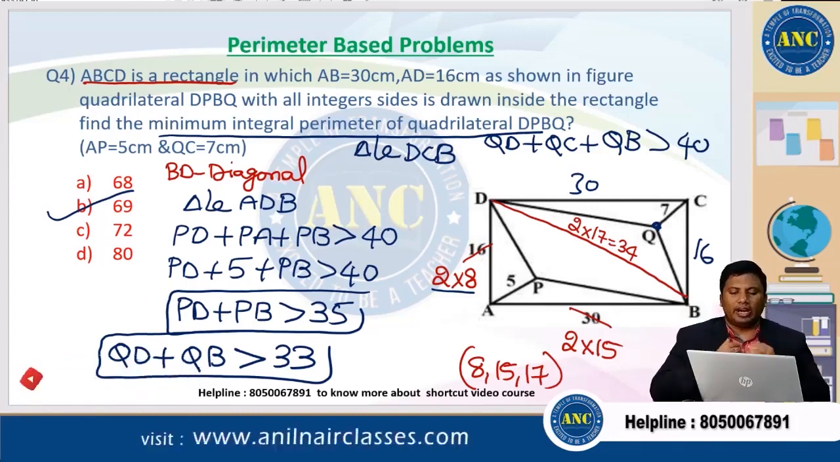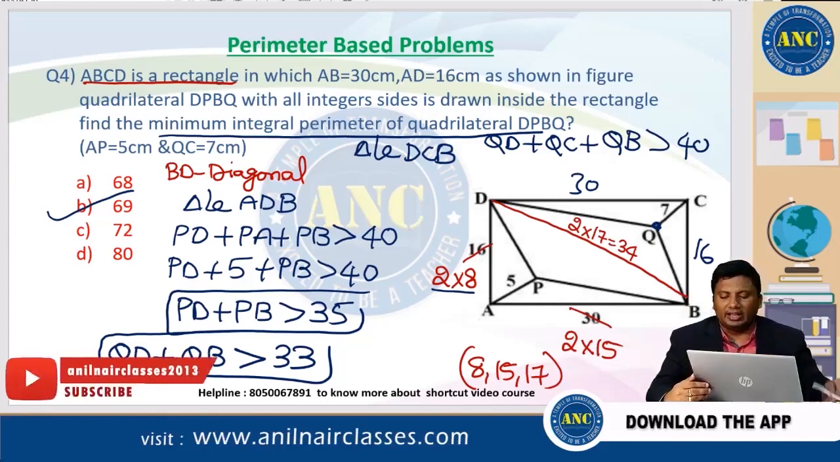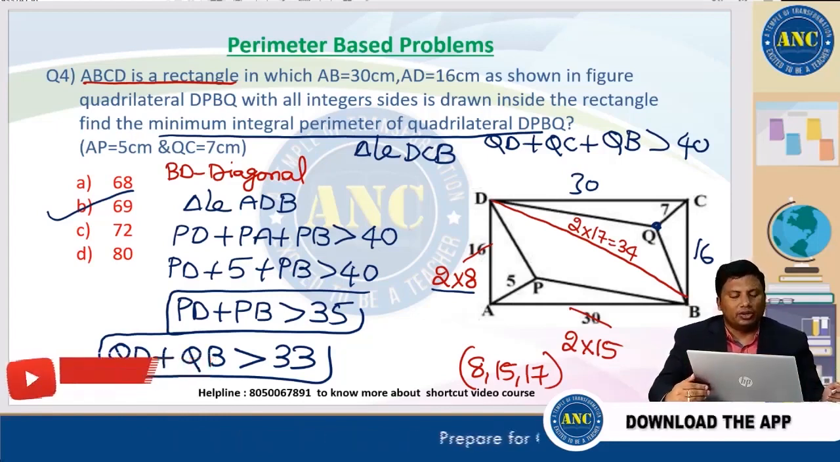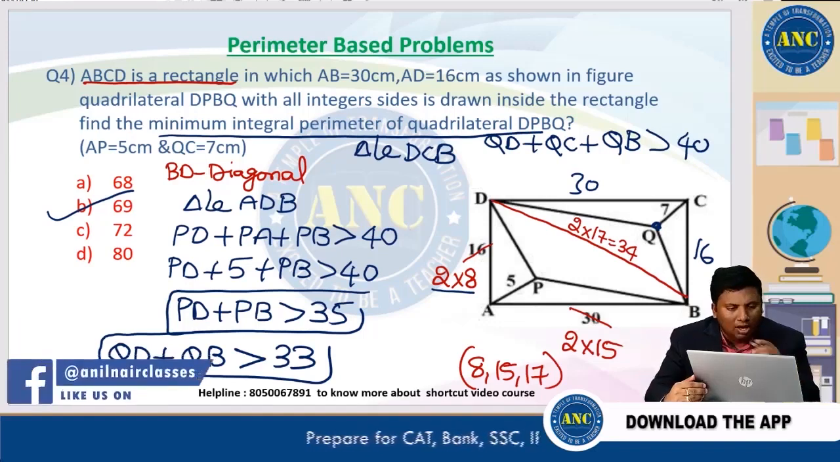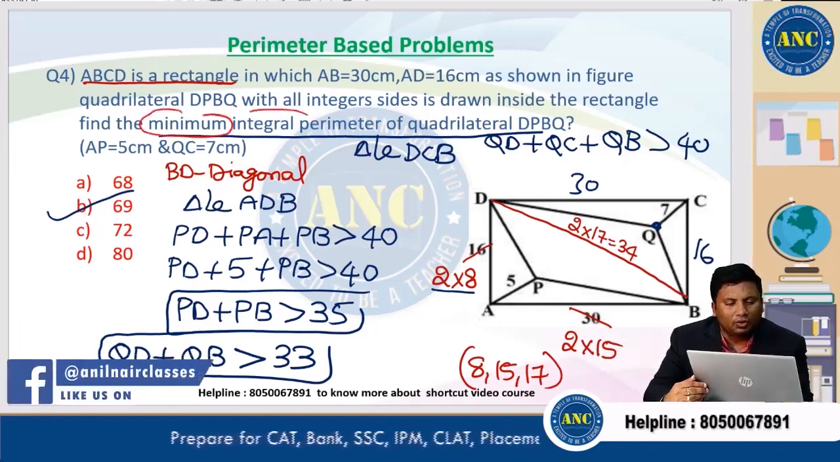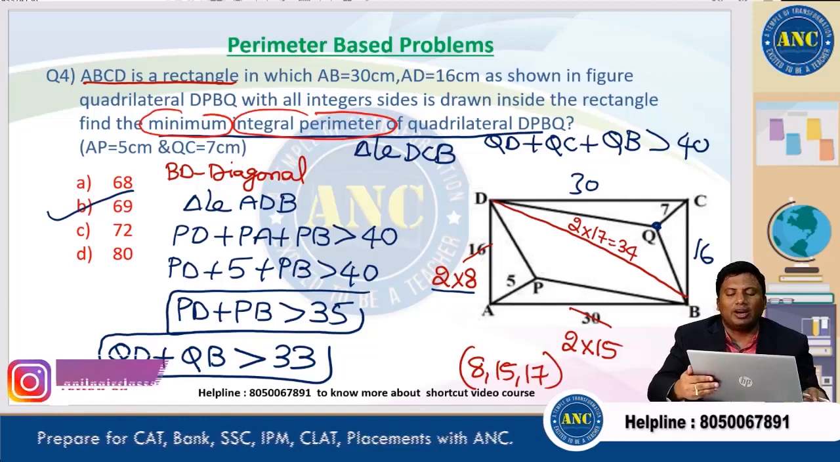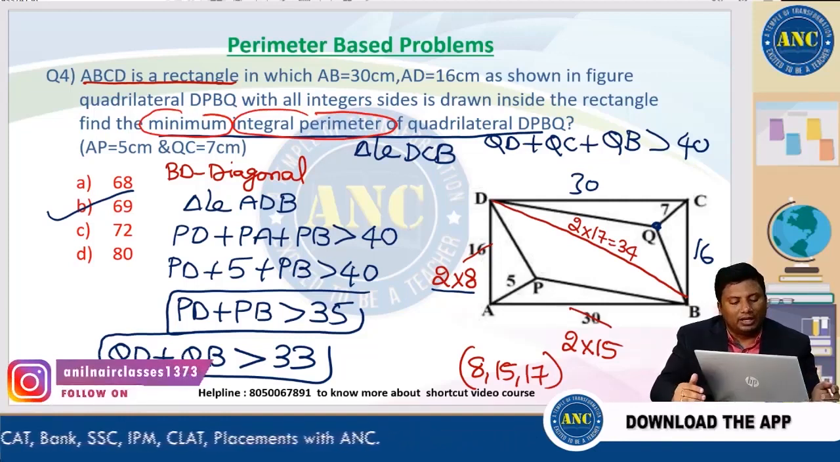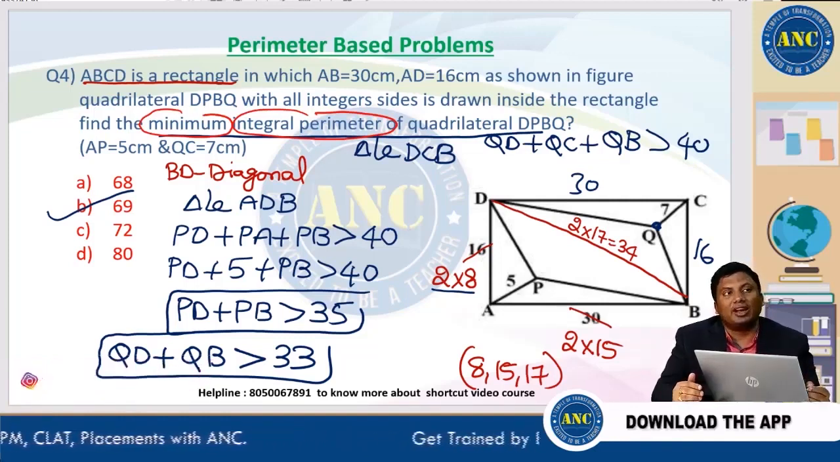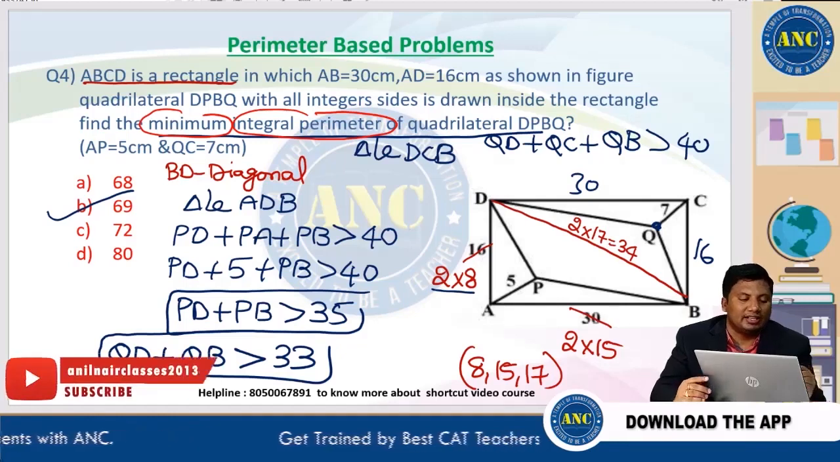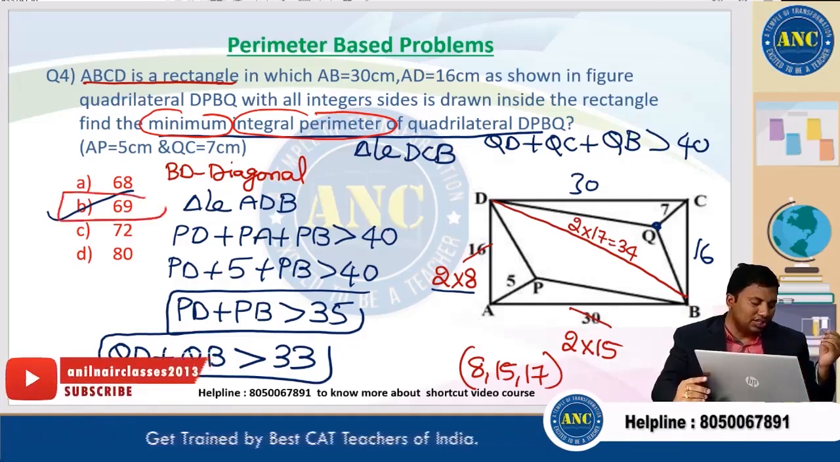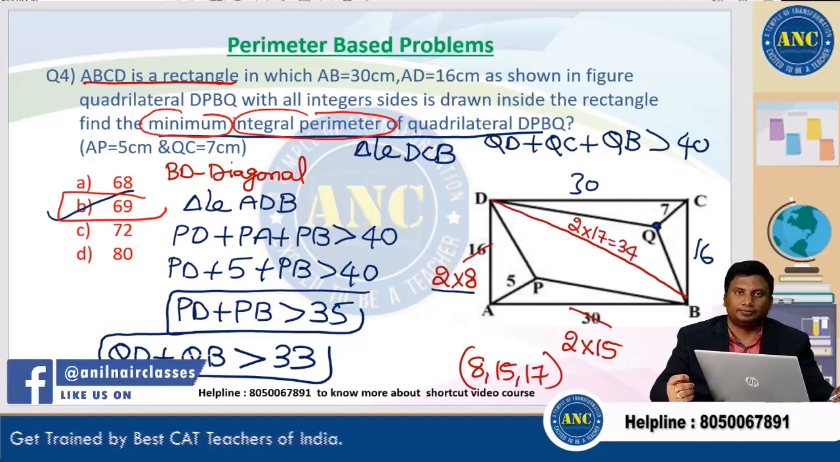So we took two triangles. One is ABD and another is DBC. So if we added, what is the question? What is the minimum integral value, the integral parameter of quadrilateral DBPQ? Minimum integral value is, what is the integral value just greater than 68? Answer is nothing but 69. I hope the idea is clear.